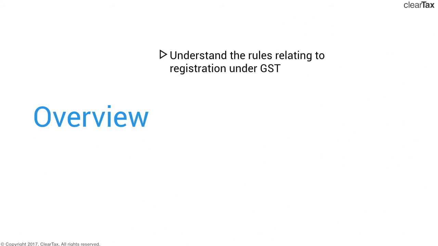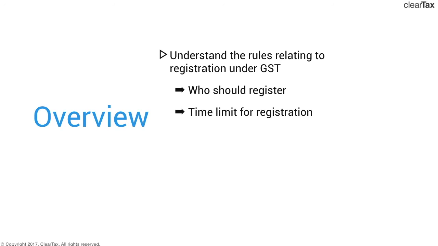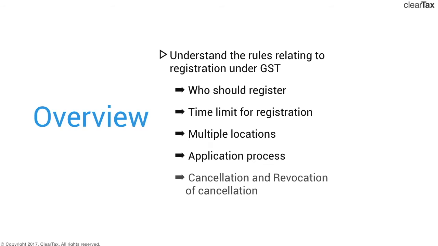As always, we'll be dividing this module into sections, 5 sections. We'll be dealing with who should register under GST, the timelines involved for registration, where should you register when you have multiple business locations, what is the application process, and what are the situations that can cancel your registration and those which can revoke such cancellation. So basically, to make it simple, we are going to deal with who, when, where, how, and then what of registration.